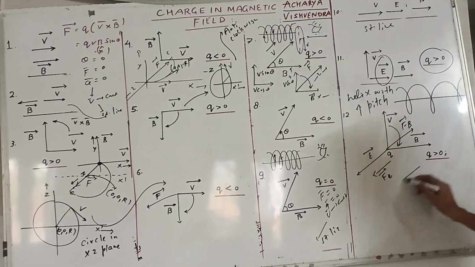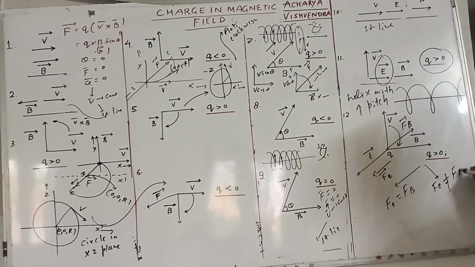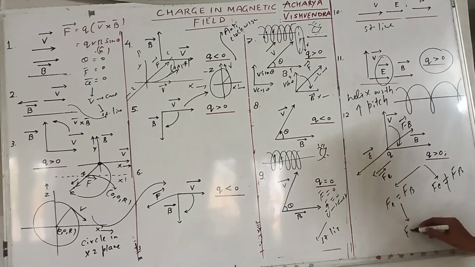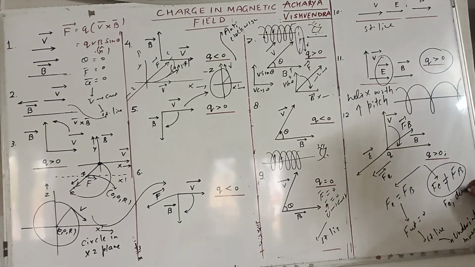So there are two cases: the electric force is equal to the magnetic force in magnitude, or they are not equal. If they are equal in magnitude, the net force will be zero, so the motion will be a straight line, and it is called undeviated movement. And if the electric force is not equal to the magnetic force, then certainly there will be a net force, and if there is a force, then obviously the particle will undergo deflection.